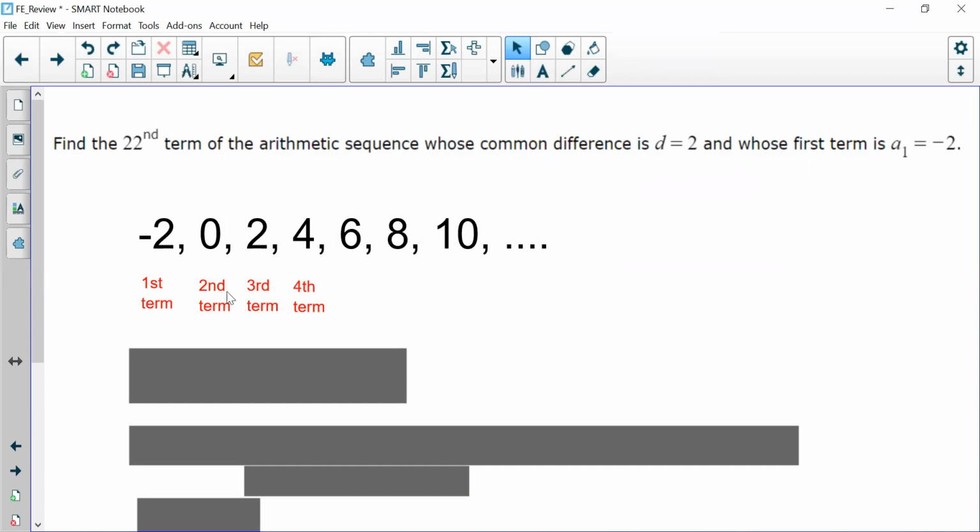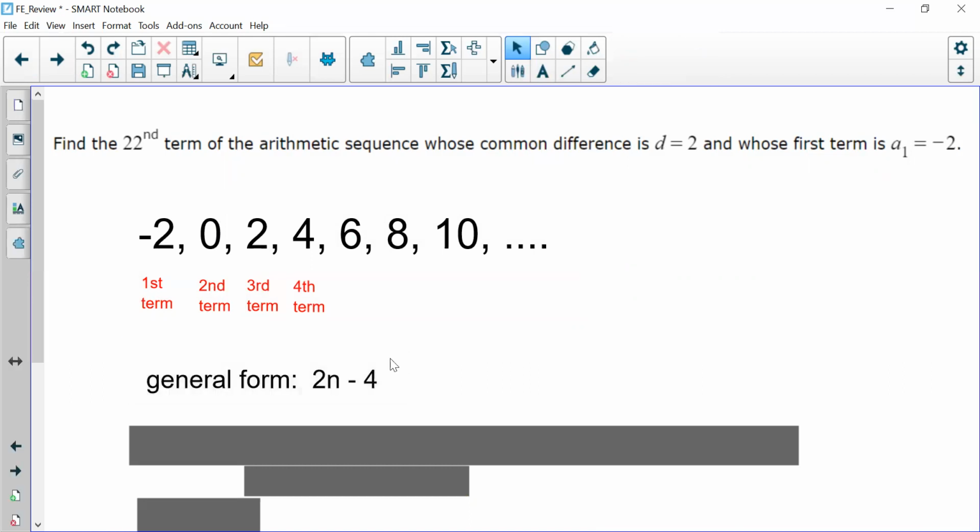Well, this is a linear relationship. So since it's a linear relationship, it has a slope. The slope is 2. You always are adding 2 every single term. And the y-intercept would be -4. Remember, the first term is -2. So the 0 term would be like the y-intercept. There had to be a -4 right here.